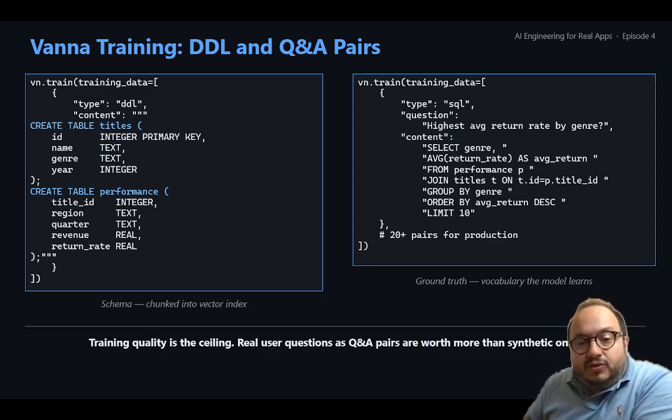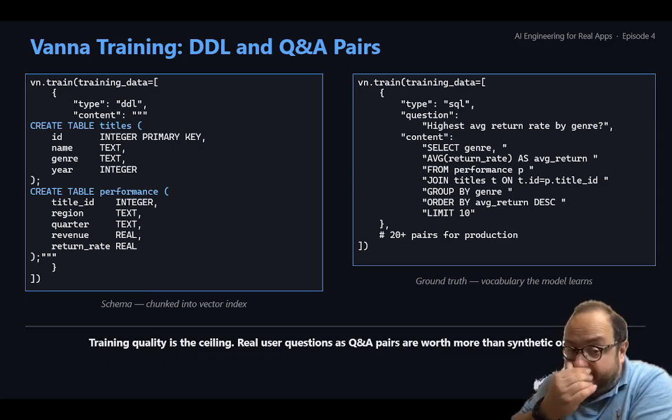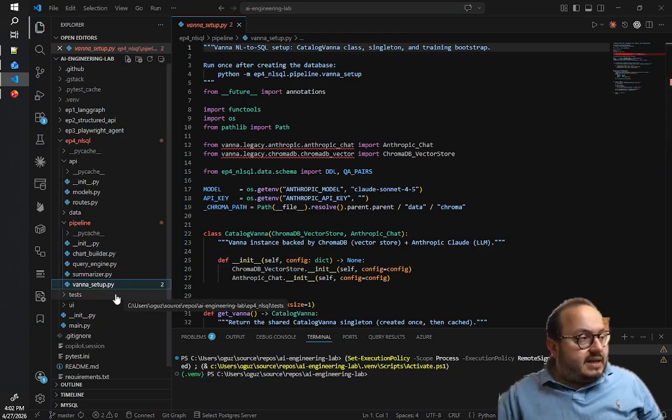You do not need hundreds of pairs to start. For the demo, we use around 20. For a production schema with 3 or 4 tables, 50 to 100 pairs typically gives you reliable coverage of the common question patterns. Let's go inside the pipeline.